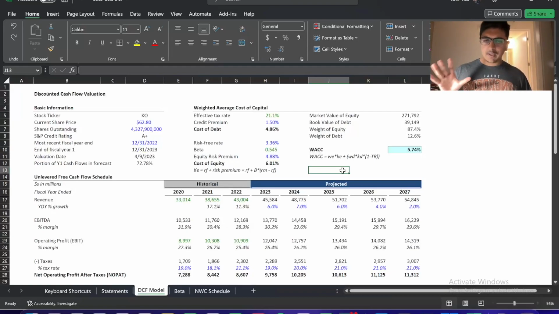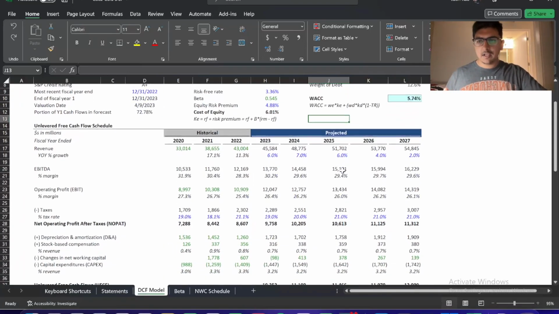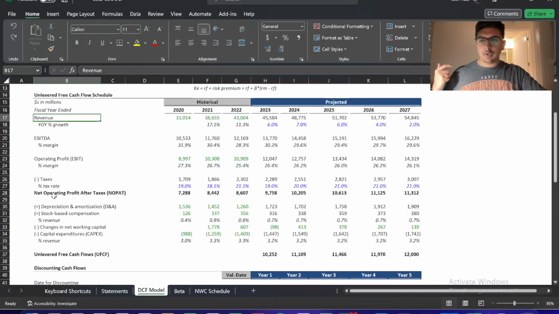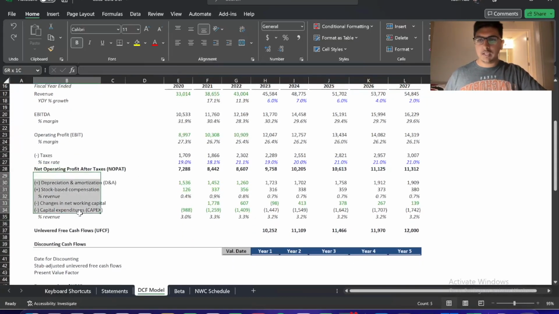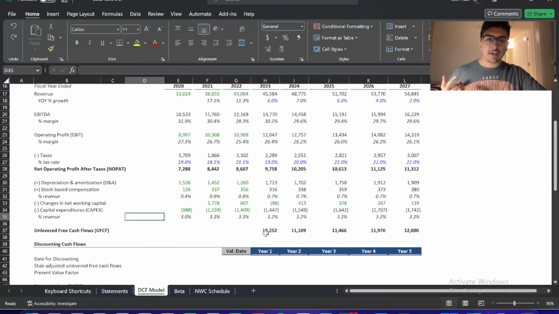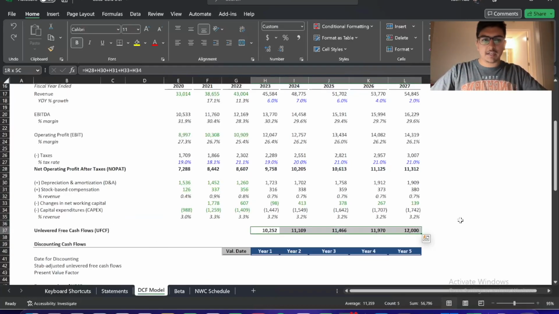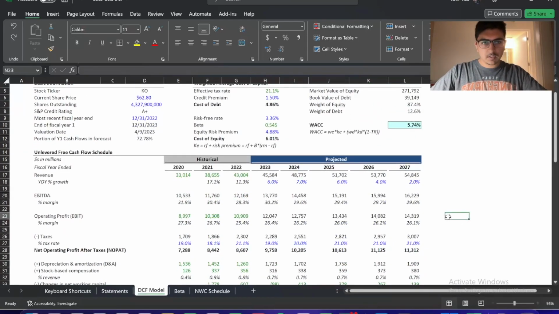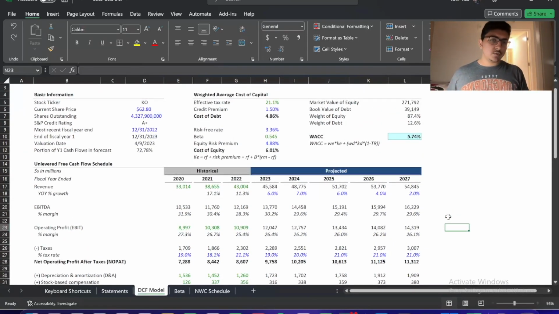So we had to first project out 5 years of free cash flows. And to do that, we started with revenue. We got down to NOPAT. We made some adjustments to NOPAT, and that is how we got unlevered free cash flows for the next 5 fiscal years. And these are just our stage 1 cash flows, but in order to discount them back to the present, we needed an appropriate discount rate.